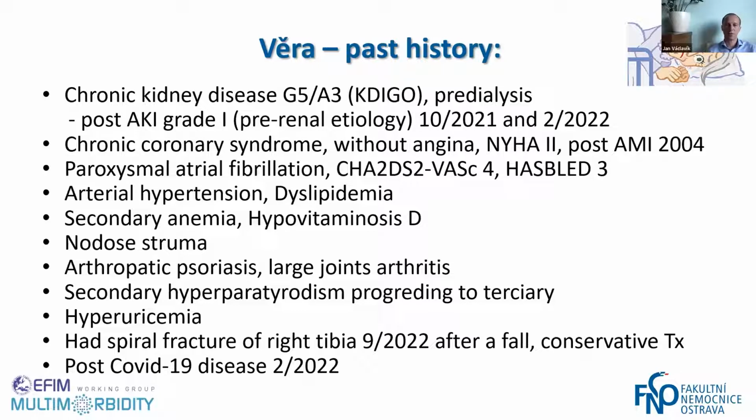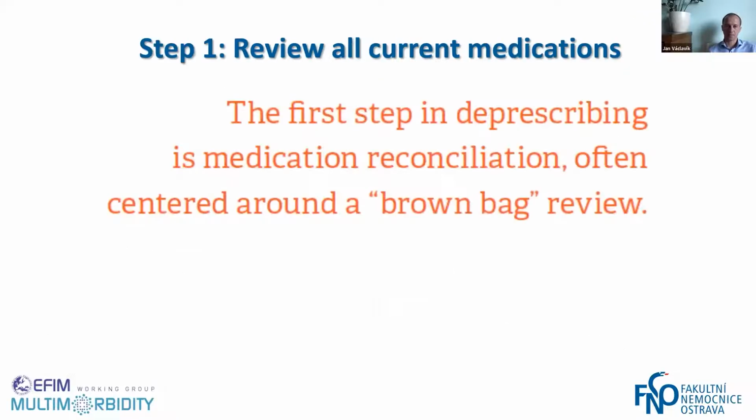She's in pre-dialysis. She has chronic coronary syndrome, had a myocardial infarction in 2004. She has paroxysmal atrial fibrillation, hypertension, dyslipidemia, anemia, hypovitaminosis D, struma, and large joint endothelitis, secondary hyperparathyroidism, hyperuricemia, and also had the fracture and also had COVID recently.